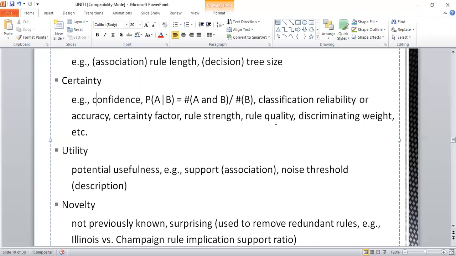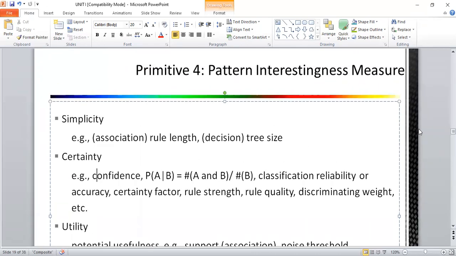Your pattern that you have discovered, it should be novel. It should not be previously known. Okay, it should be surprising with some improved performance or with some improved accuracy. There should be removal of redundant rules. So basically it should be new. Okay, it should not be previously known. That is your next primitive of pattern interestingness measure.